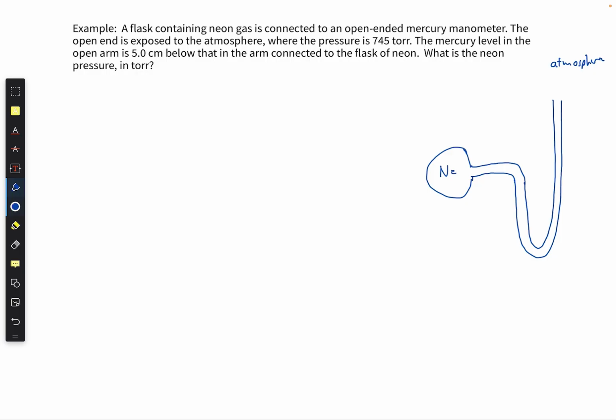And what we are told is that the mercury level in the open side is 5 centimeters below. So this distance here is 5 centimeters. And so again, the side with the neon is the higher level. The side with the atmosphere that's open is the lower of the two levels. And again, they're 5 centimeters apart. We also know that the atmospheric pressure up here, we'll call this the PATM here, is 745 torr.